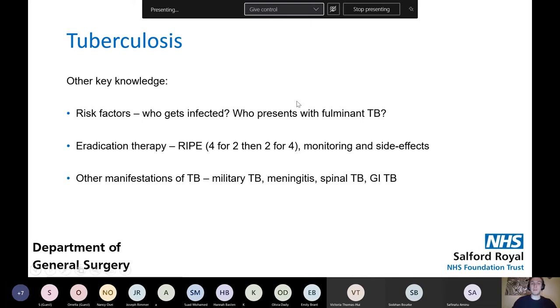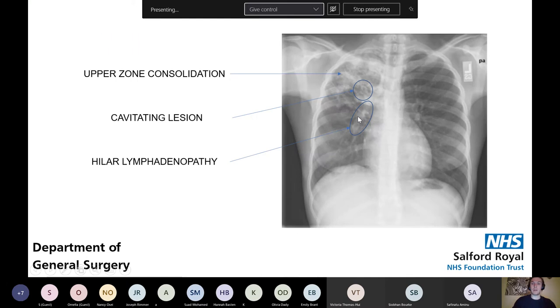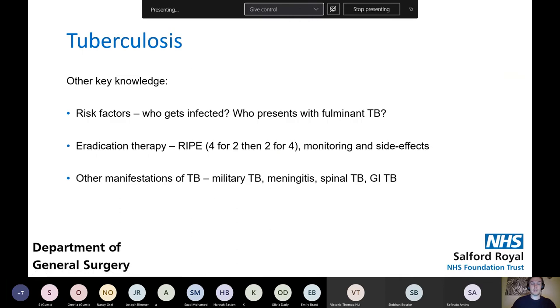Also, just have an awareness that TB doesn't just spring up in the lungs, it can also go elsewhere. I've put military TB, that should be miliary TB. So that's a different kind of appearance on a chest x-ray. So if you compare, this is TB in one area. Miliary TB is like lots of little white dots throughout the fields of the lung and doesn't have a good prognosis. You can have TB meningitis, you can have spinal TB, you can have gastrointestinal TB.